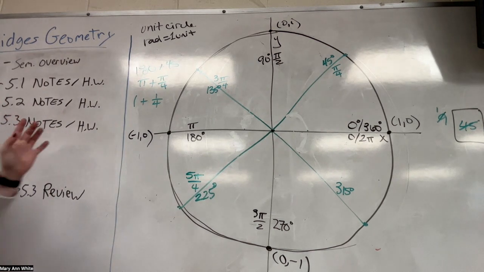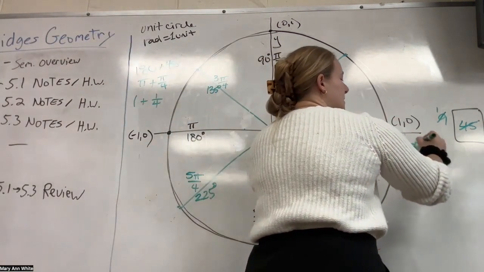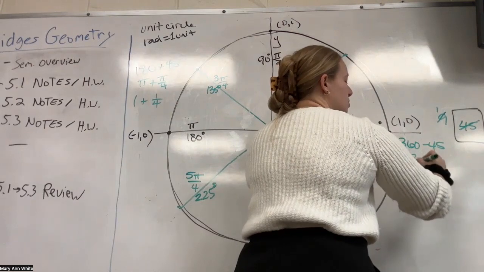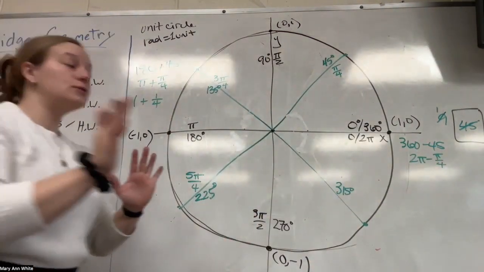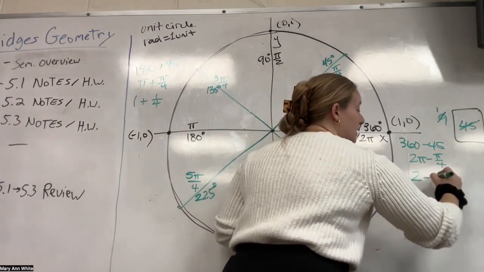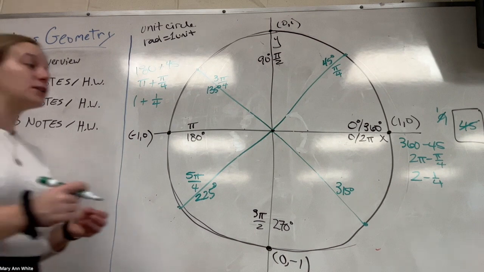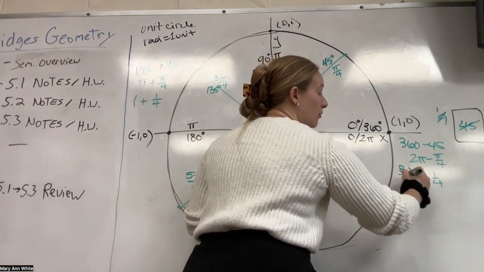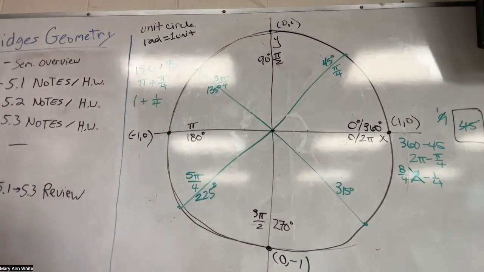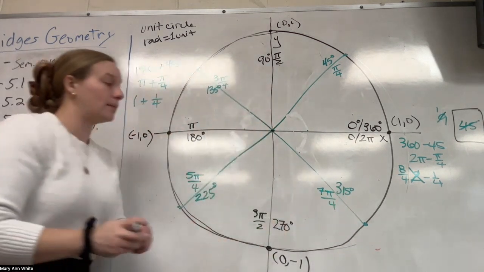And I think the last one is the hardest just because we're going to have to convert this. I asked you to do 360 minus 45. So we're going to do 2 pi minus pi over 4. And even if you take out the pi's and do 2 minus 1/4, I don't want a mixed number. I still want an improper fraction. So you may need to make that 2 into 8 over 4. 8/4 minus 1/4 is 7/4. So this is going to be 7 pi over 4.